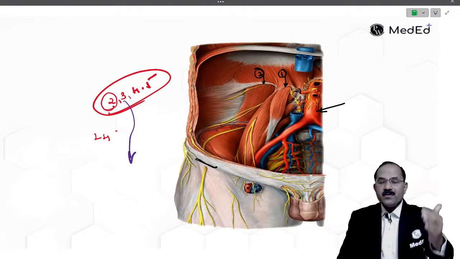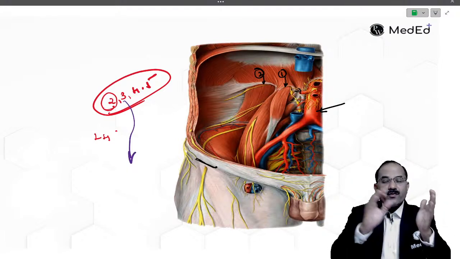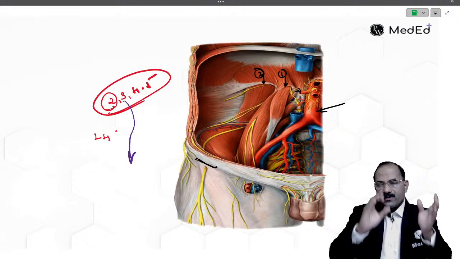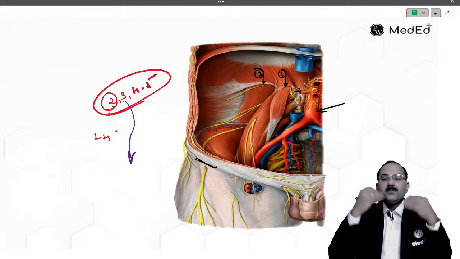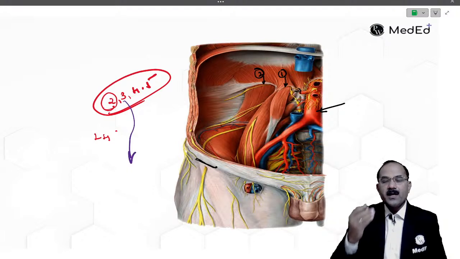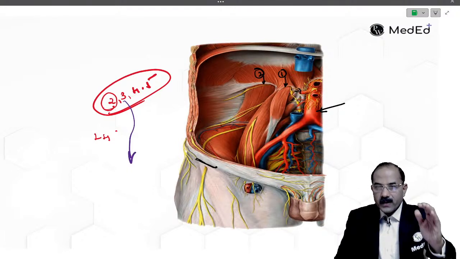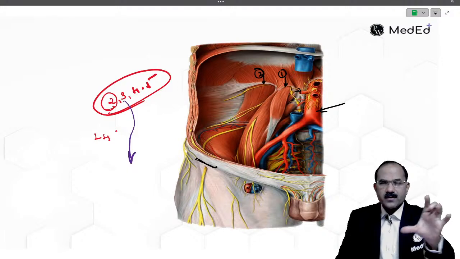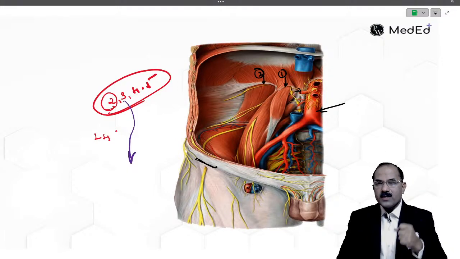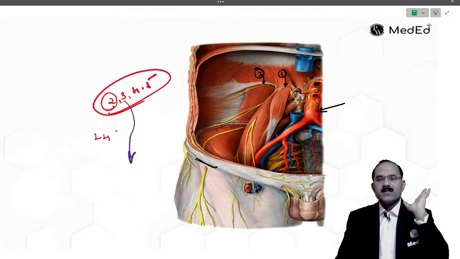The celiac trunk arises at T12 vertebral level and supplies the foregut. The superior mesenteric artery vertebral level is L1. What does it supply? Midgut. And the inferior mesenteric artery vertebral level is L3. It supplies the hindgut. All this is very, very important. It is asked in vivas and as MCQs, so be very clear about all these things.